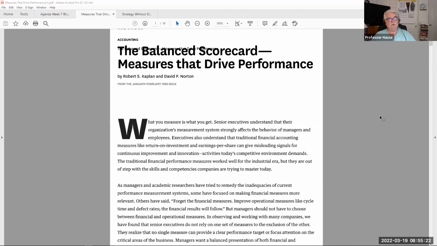So I'd like you to read this article. We're going to talk more about it in my lecture video in week 8. And also this approach can be a decent measurement in your interpretation of the electrics case.